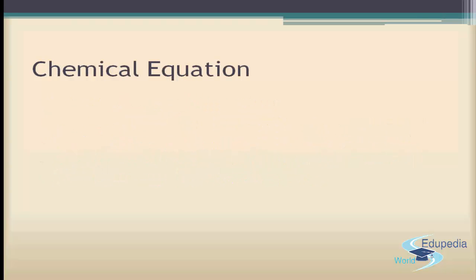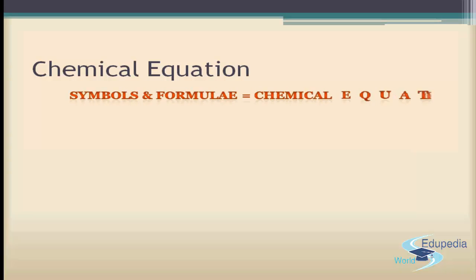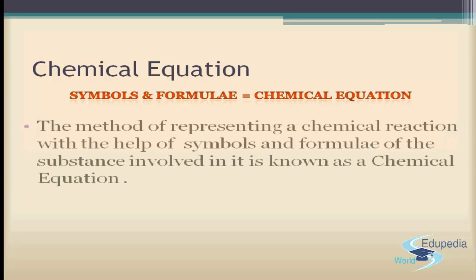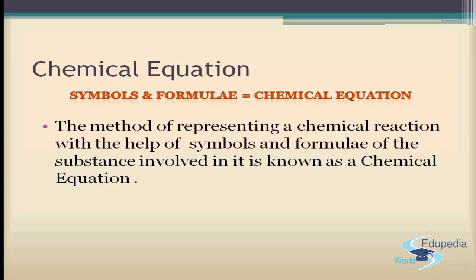So friend, what do you understand by chemical equation? If I define, I'll say chemical equation represents a chemical reaction with the help of symbols and formulas. Therefore, I can write like this: symbols and formulas creates chemical equation. Now if I define it properly, I can say that the method of representing a chemical reaction with the help of symbols and formulas of substances involved in it is known as a chemical equation.